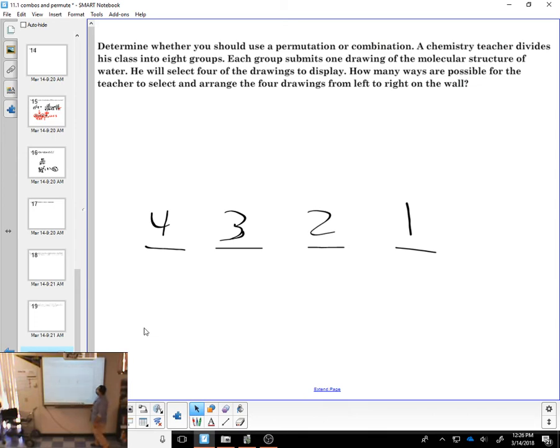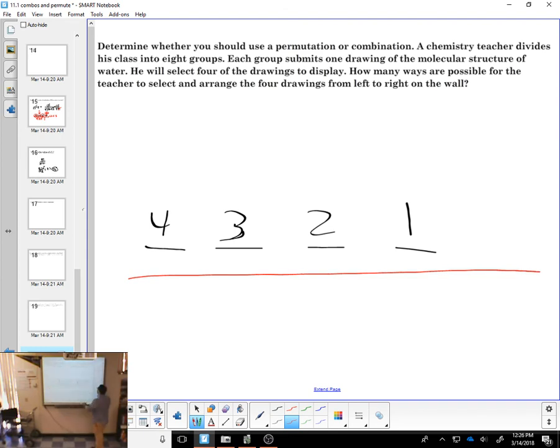Okay? Yeah, because it says the chemistry teacher divides his class into 8 groups. Each group submits one drawing. He will select 4 of the drawings to display. So if he selected them and then it says how many, yes, that would be it. Unless he has all of them and then says I want this one here. Do you see the difference there?